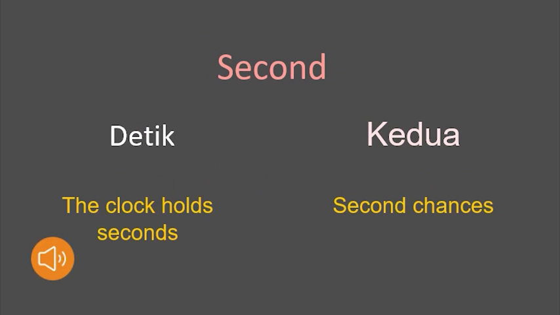In English, any word can have multiple meanings. For example, second. Second has multiple meanings. The first is 30, and the example is: the clock holds seconds. And the second example is kedua, with the words second change.